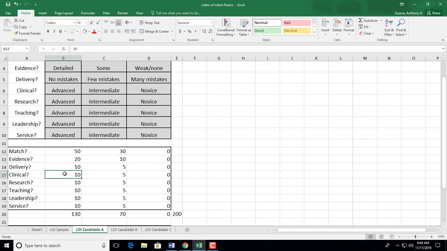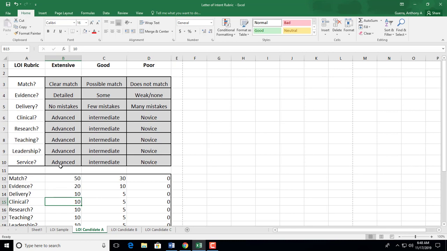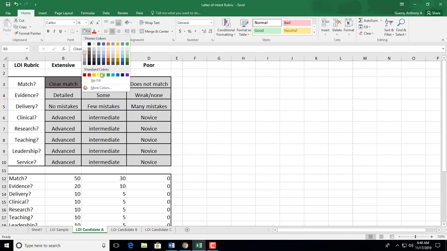And then I put what their evidence in terms of clinical, research, teaching, leadership, and service. But the way this works is if I look at a potential candidate and I say, oh yeah, they're a clear match, then I take this and just make that green. And the evidence was there. I mean, we're an acute care rotation, and they are definitely acute care, but they didn't really have all of the APPEs and things like that. So there's some evidence that it's there, but not quite as much as I would like. The delivery was flawless. There are no mistakes on their LOI document. Read very well.